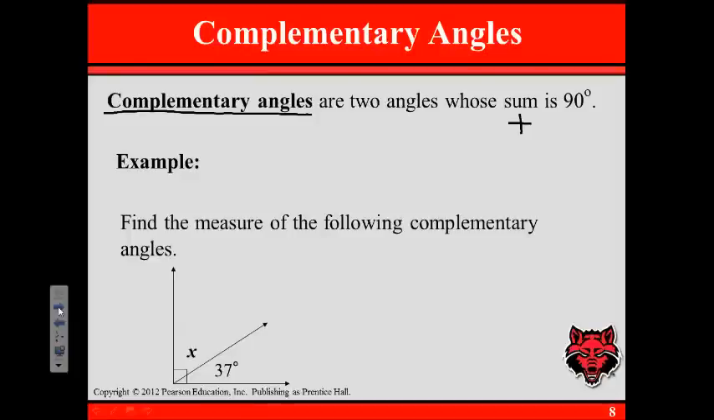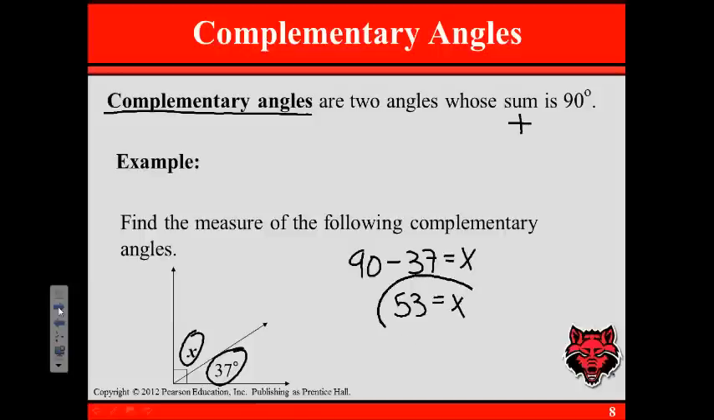So we're given two angles. We have x, we have 37 degrees. And we know because they are complementary, they should add up to 90. So since we were given one of the angles, we should be able to find the second angle by subtracting. We start with 90 degrees, the total of both angles. We subtract the angle we know, and that will give us the unknown angle. So now we can simply subtract 90 minus 37. And we determine that the unknown angle is 53 degrees.